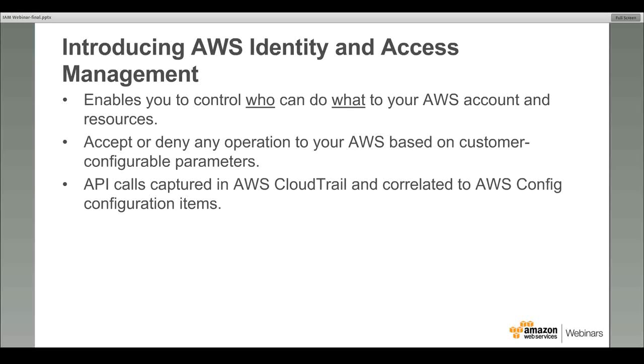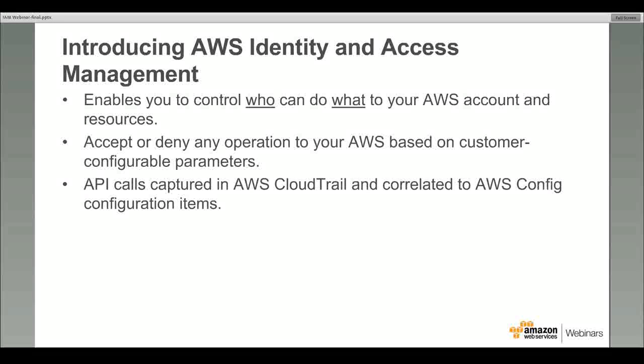So jumping into our subject matter for today, which is the AWS Identity and Access Management Service. The purpose of this service is to enable you, the customer, to control who can do what to your AWS account and resources. Think of that as a rule set system in which you specify the rules that would dictate and govern which operation is going to be allowed or denied as it relates to your preferences, your parameters, and your resources in question.